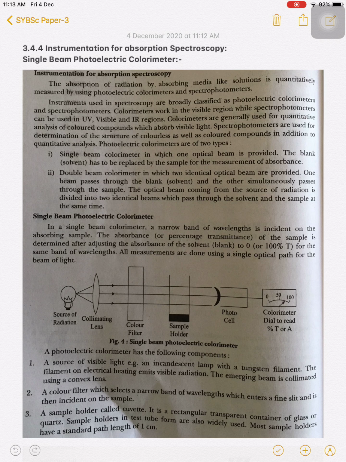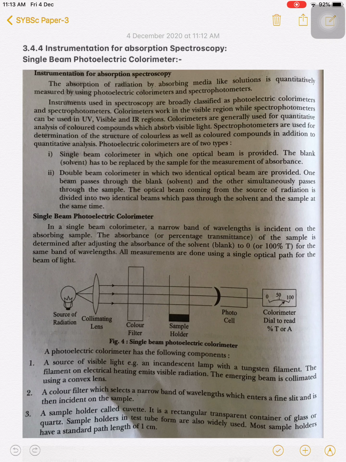Now see the first component, a source of visible light. What is the source of that light? An incandescent lamp with a tungsten filament is used as the source of radiation. So we are using a tungsten filament as a source of visible light. The filament on electric heating emits visible radiation, and it comes through the collimating lens, and these lenses are convex lenses.